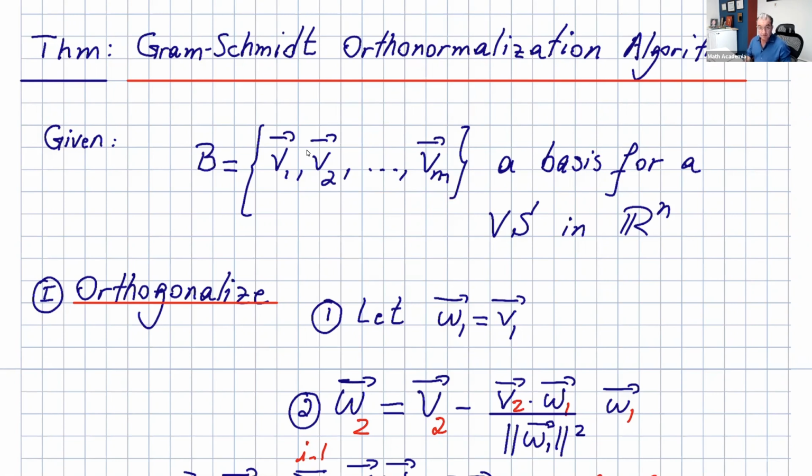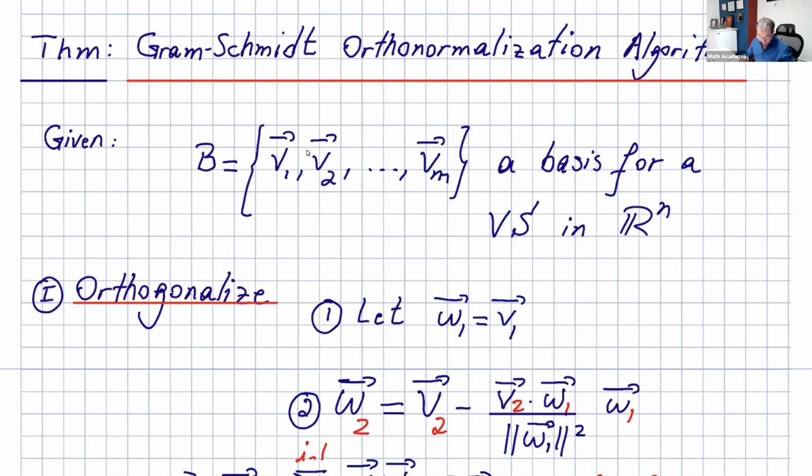Orthonormal basis means a vector set where all the vectors, first of all, have to be linearly independent because it's a basis, and they have to be orthogonal to each other. Also, the magnitude of each vector has to be 1.